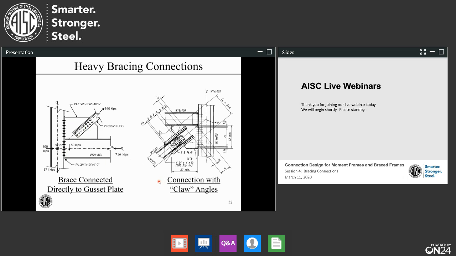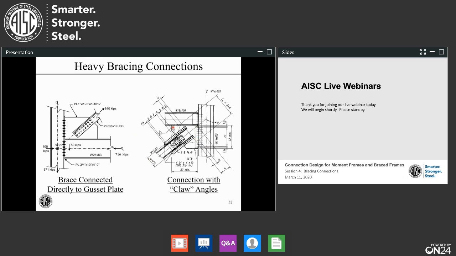On the right, we see a connection that's a little different in that we have a W shape for the brace. So we need some way to connect the flanges and the web to the gusset plate. We use what are called claw angles in this picture. There are 4 angles total at these flanges to connect the brace flange to the gusset plate. Also, we have this web plate in the middle. So we are connecting all of the parts of this brace to the gusset plate.